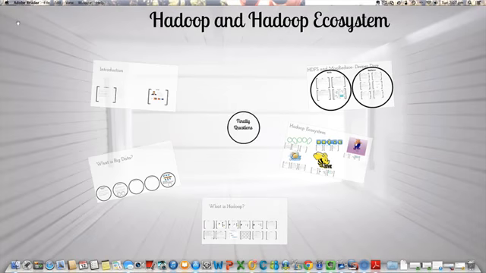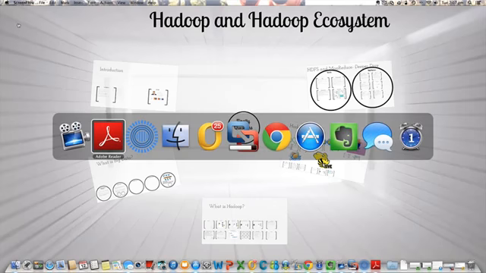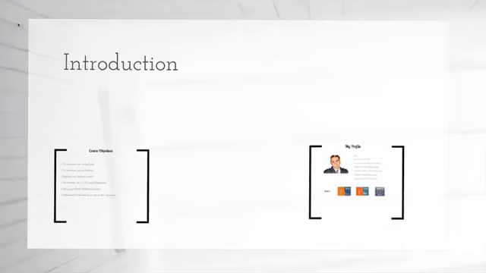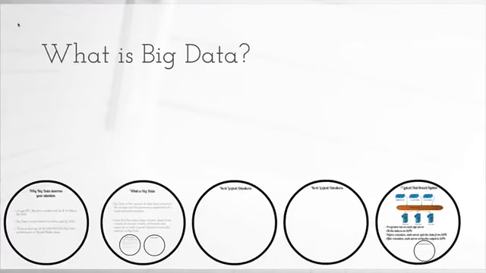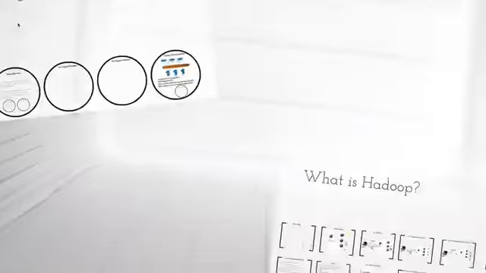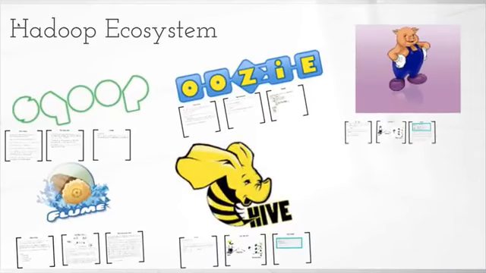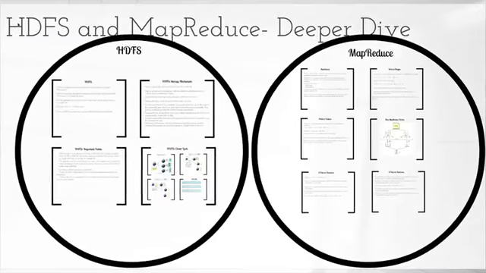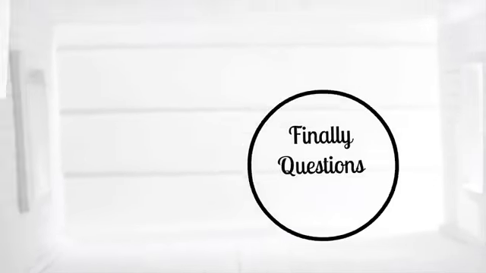Let's get into a small sneak peek of what we really do in this particular course. This is phase 1 of our course, the theory part of phase 1. We'll start with an introduction. We'll get into what exactly is big data. We'll talk about what is Hadoop. We'll talk about the Hadoop ecosystem. We'll have a deeper dive on HDFS and MapReduce. And your questions are welcome anytime.